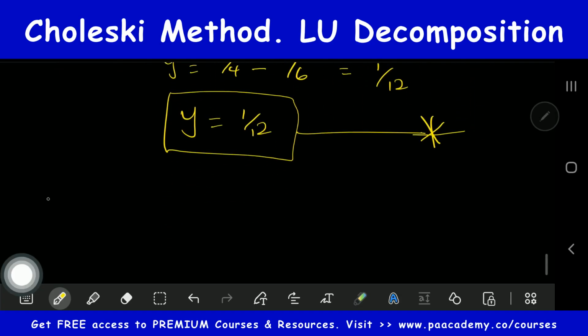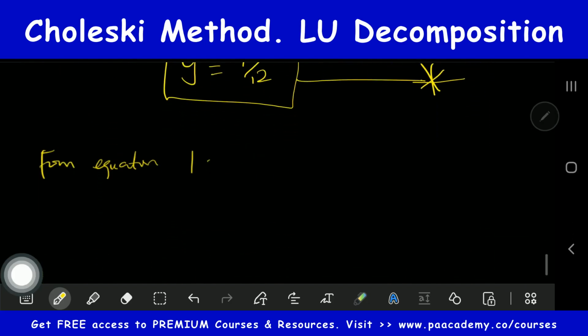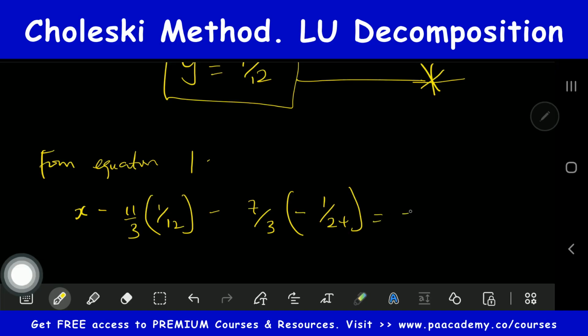So now from equation 1, which is this particular equation, we substitute the value of y here and the value of z here, so that we can use it to get our x. In doing so, we have x minus 11 over 3, no, it's 11 over 3 y, so that will be in brackets, 1 over 12, minus 7 over 3 z, which is minus 1 over 24, equals minus 2 over 3.